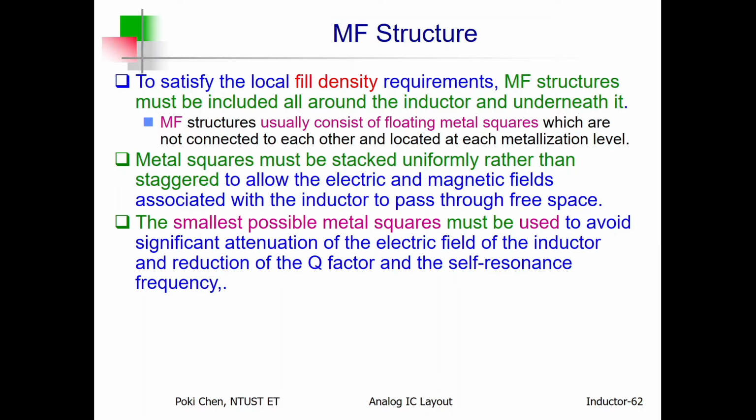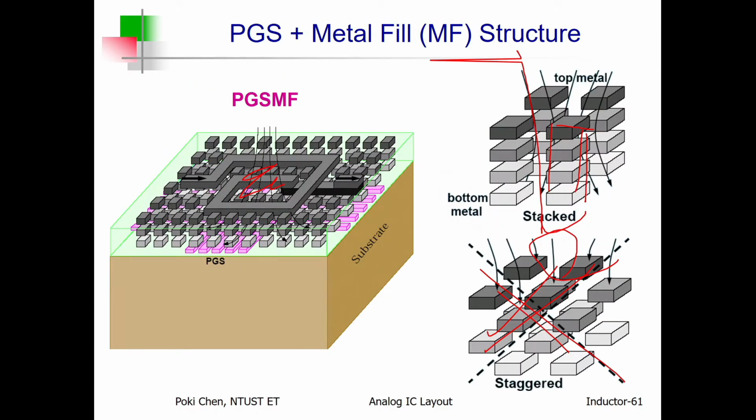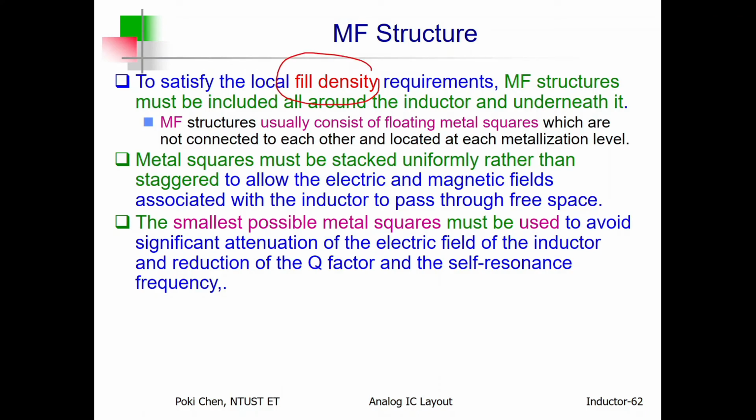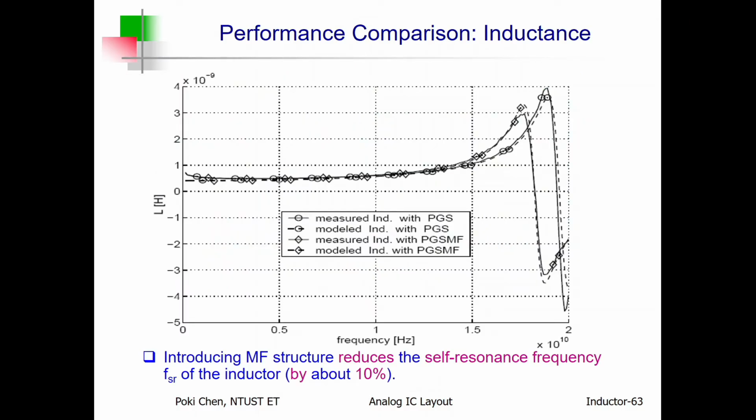Anyway, for such kind of MF metal fill, it is used to solve the field density problem, the field density problem you need to face during DRC check. Okay, and you need to do it, but what is the consequence? Anyway, the Q factor and the self-resonance frequency will be reduced a little bit. So allow me to show you the performance comparison with metal fill and without.